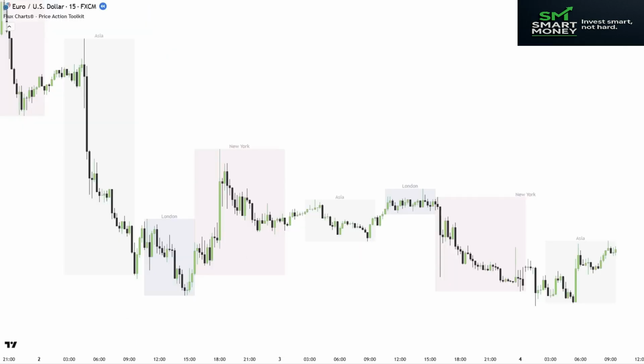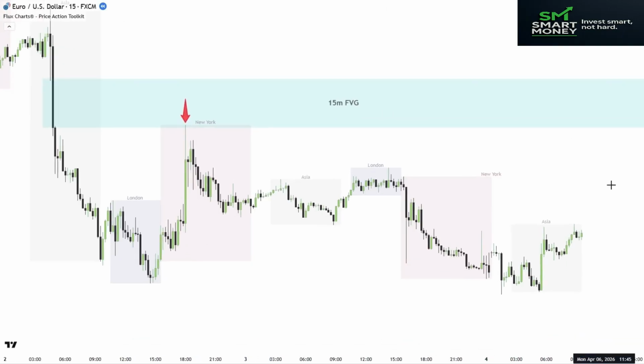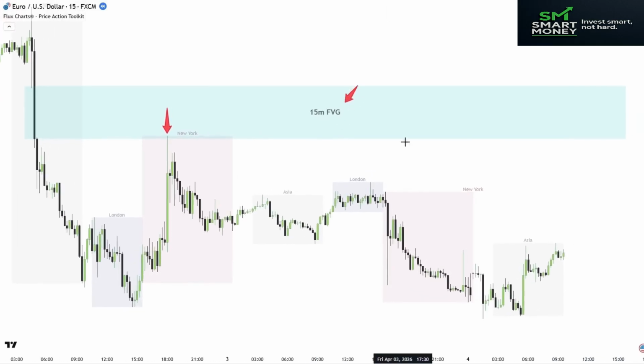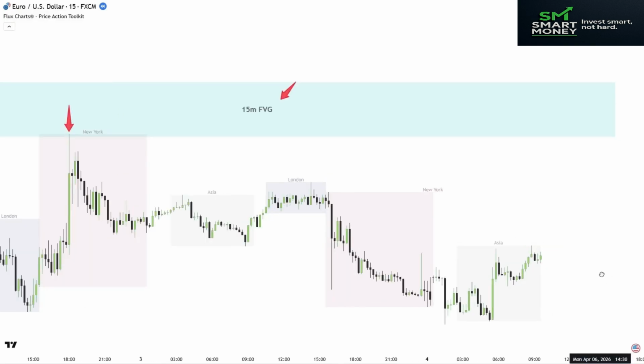Here we have the Euro-Dollar 15-minute chart on the screen. As you can see, price created a large unmitigated fair value gap during the Asian session, and it has remained unfilled for some time. And if you look closely, you'll also notice that the New York session high is sitting just below that higher time frame fair value gap. So everything we need for this setup is already in place. We have an unmitigated bearish higher time frame fair value gap, and we also have a key buy-side liquidity level created by the New York high sitting right beneath it.